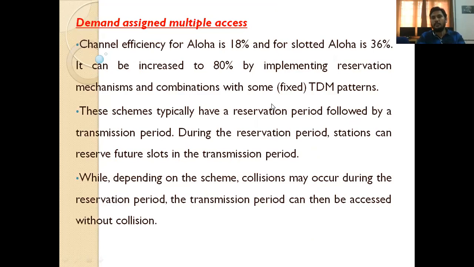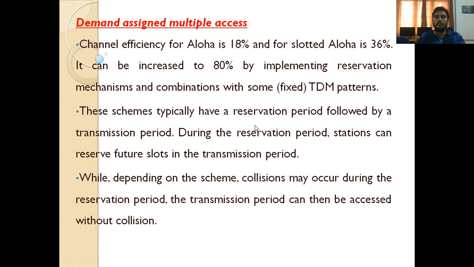Next we cover the topic of demand assigned multiple access. Here the channel efficiency of pure Aloha is 18% because data packets are transmitted randomly. Whenever a data packet is sent randomly by the sender, there is a big possibility of collision. If you use slotted Aloha rather than classical Aloha, the efficiency is 36%. It increases to 80% when you use reservation Aloha.